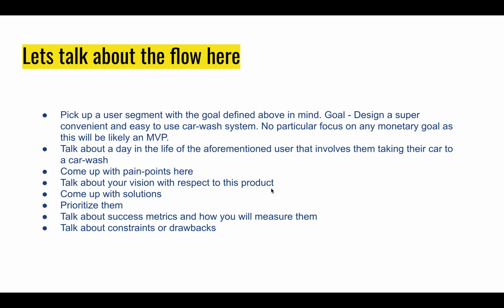Yeah, let's talk about the flow of the solution. So pick a user segment, which we already did, and then define the goal. Like for example, design a super convenient and easy to use car wash system. No particular focus on monetary goal, as this is likely to be an MVP. Then talk about a day in the life of the user, right? Person who is going for car wash, and that involves taking their car to the car wash, right? So that's what we'll talk about next, then come up with pain points, and then talk about vision with respect to this product.